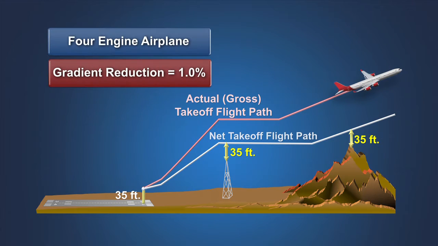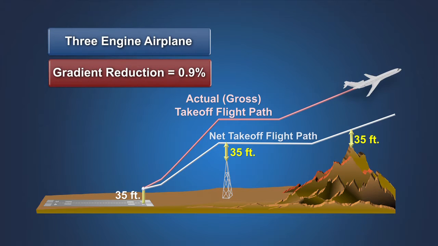For 4-engine airplanes, the net takeoff flight path is defined by reducing the gross climb path by 1%, thus retaining the original 1% obstacle clearance margin required by the previous operating rules for the Boeing 707. For the level acceleration and flap retraction segment, the 1% regulatory gradient reduction is converted to an equivalent reduction in acceleration, resulting in a net third segment that is longer than the gross third segment distance.